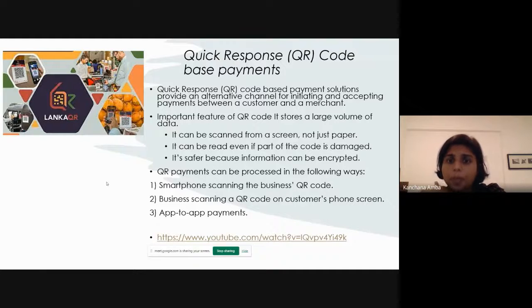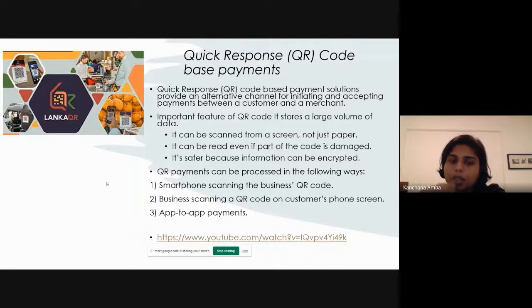Now, the important features of a QR code is that the QR code itself can store a fairly large amount of data, right? And that data can be scanned either on a screen or on paper. So this ability to use either the static or the dynamic QR is very useful, especially for financial inclusion purposes, right? And it's also quite robust. Even if the code is slightly damaged, it can be read, right? And the information is encrypted in a QR code, so it's safer, right?